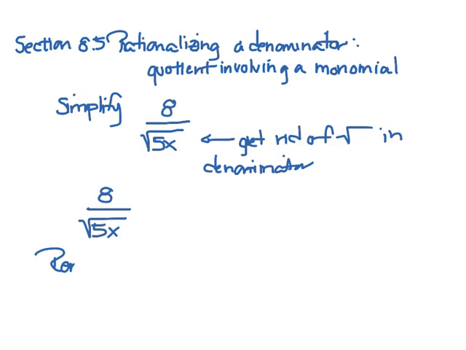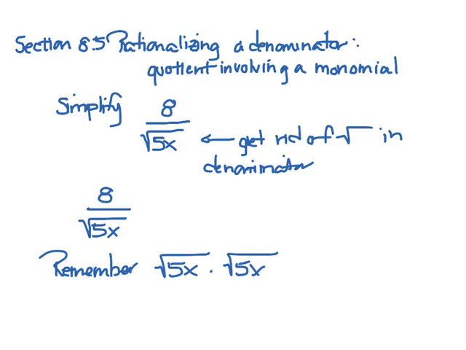Remember that when you multiply the square root by itself, you basically get rid of the square root sign, right? So you remember, if I do the square root of 5x times the square root of 5x, that just gives me 5x. Okay, so let's go ahead and do that. So I do the square root of 5x, multiply the denominator by that, so that'll give me just 5x, right?